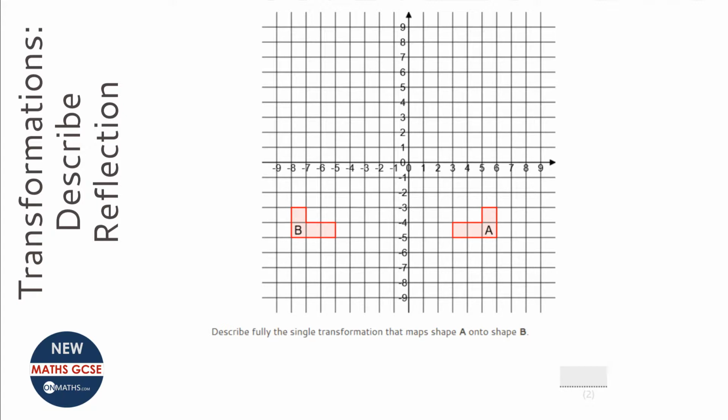Has it got bigger or smaller? Well, no, it's the same size. Something weird has happened to it, but it's the same size, so it's not an enlargement. Has it been rotated? Now, this is a bit of a funny one. You could almost say that this has been rotated, but if you think about it, A, when it rotates, will look like that, and not like B, so it hasn't rotated. The fourth one is a reflection.